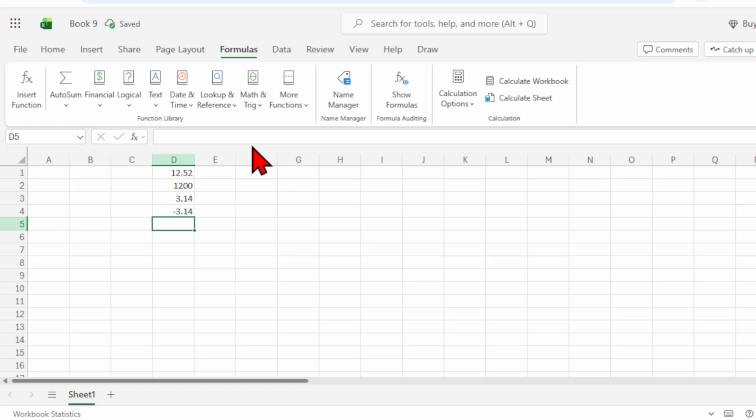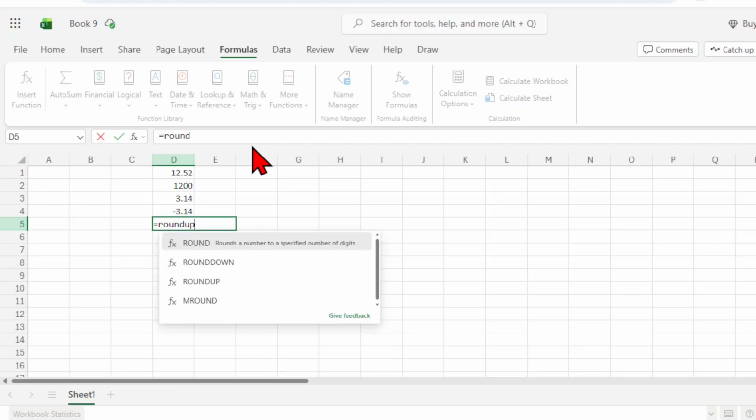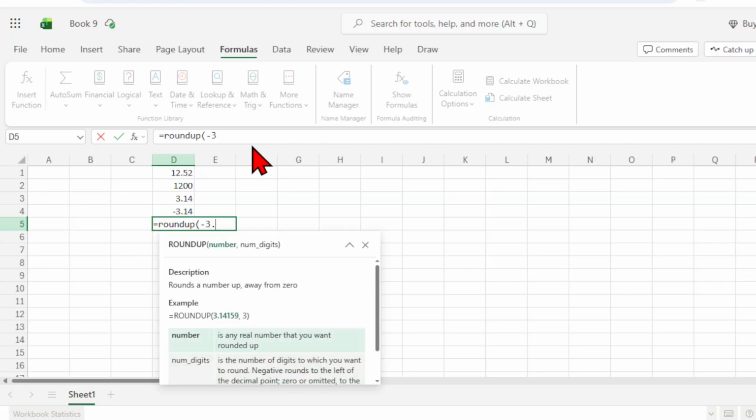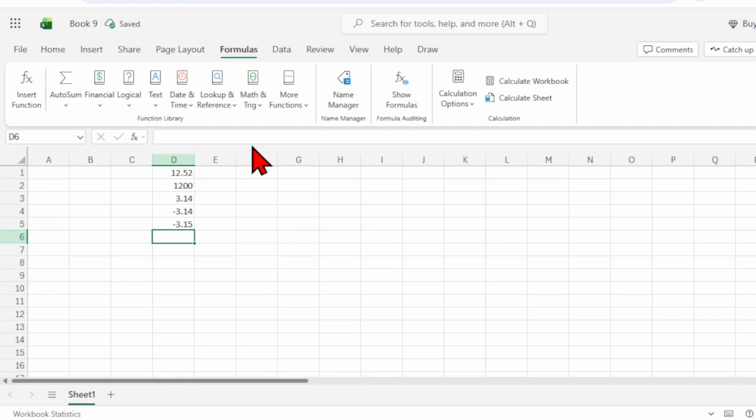ROUNDUP works the exact same way, it just goes in the opposite direction. -3.1456, that's going to make it a higher number, well, not a higher number, further away from 0. So that should be -3.15, which it is.